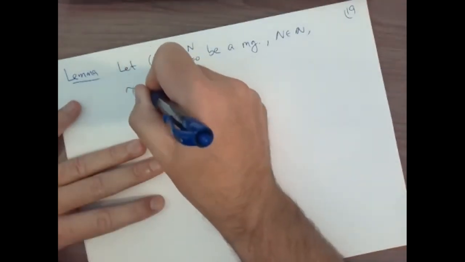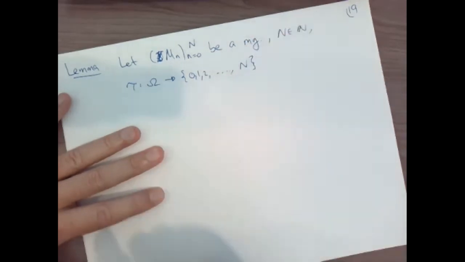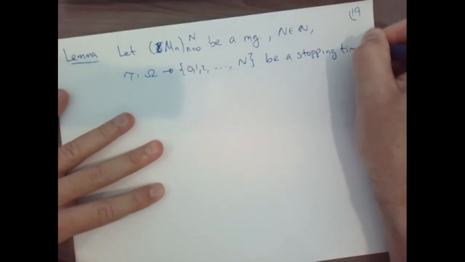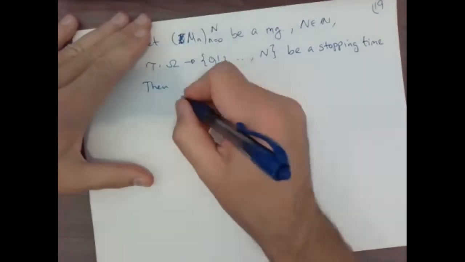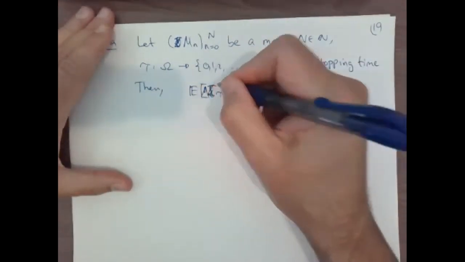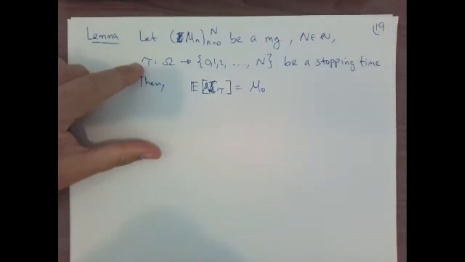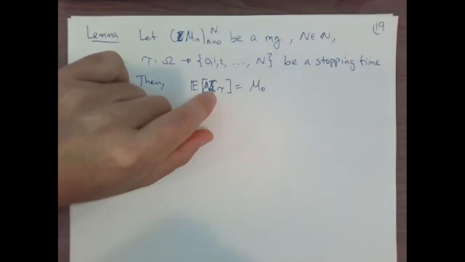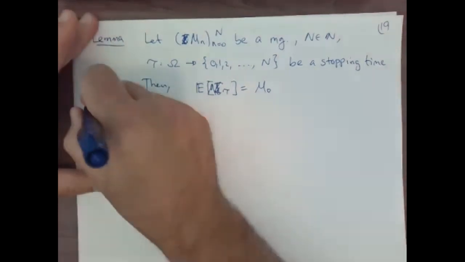I'm going to say tau goes from omega, and it does not take the value plus infinity. It takes the values 1 up to N, and is a stopping time. Then, if I look at the expectation of M at that random time, it's just going to be M0. So I have a martingale. If I evaluate the martingale at this stopping time, I'm just going to get the same property as if I evaluated it at a constant time.